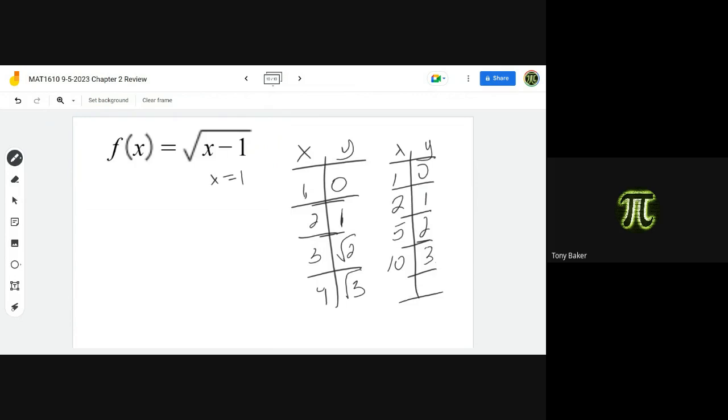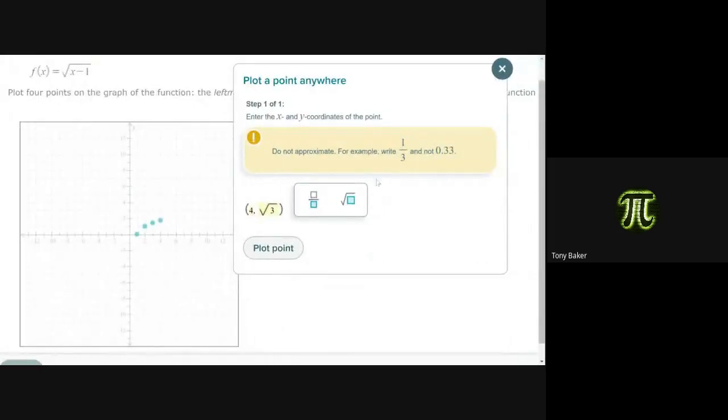you have the square root button. So what was it? 1, 0, right? Yeah. 1, 0. And then 2, 1. And then it was 3, square root 2. Put the square root symbol. Don't put it as a fraction. Square root 3. Okay. Hit the square root button.